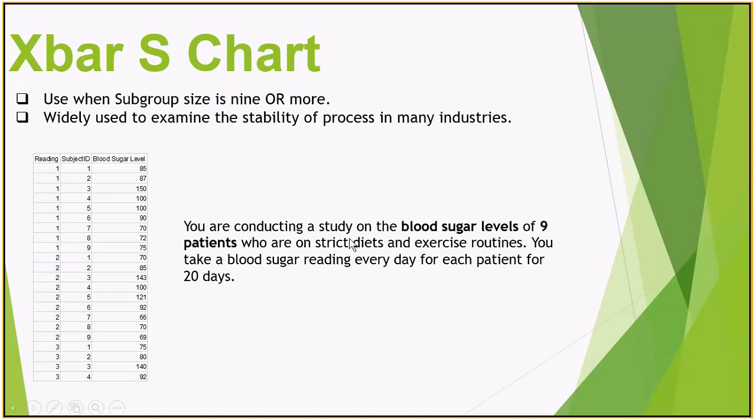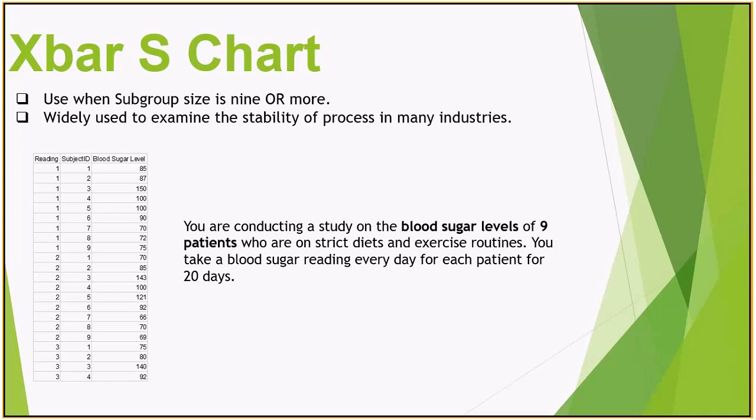And now you are conducting a study of blood sugar level. So it means you have taken the blood sugar level of patient number 1, number 2, number 3, number 4, number 5, number 6, and so on, who are on strict diets and exercise routines. Now you take a blood sugar reading every day. You can see the readings for the first day, then the readings for the second day, then 9 readings for the third day. So every day for 20 days you are taking 9 readings. Every day I am taking 9 readings from 9 patients, right? One patient, one reading, so a total of 9 readings of blood sugar level. So I am taking a subgroup size of 9 every day.